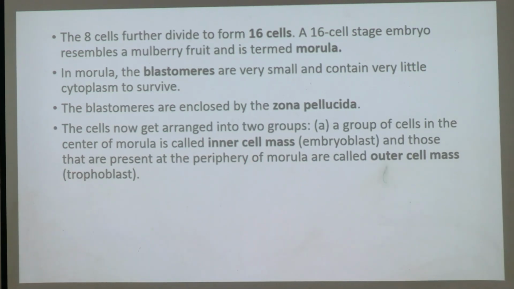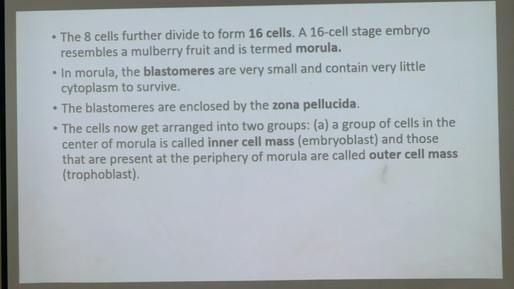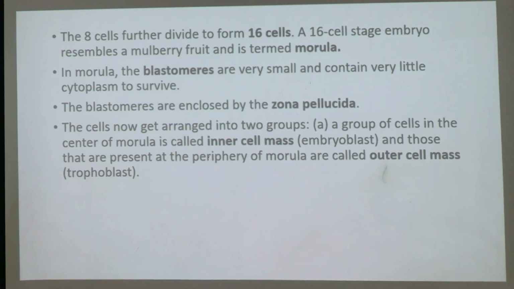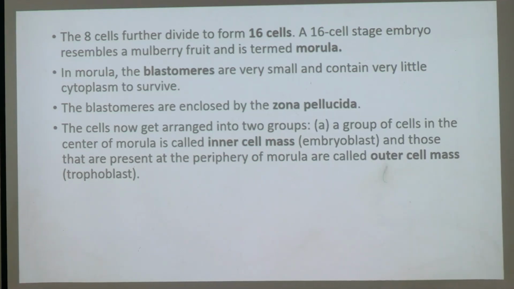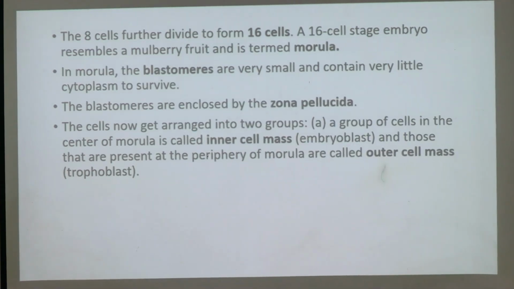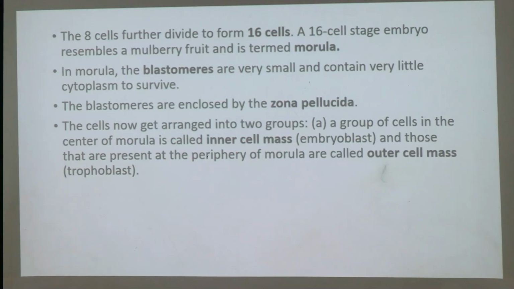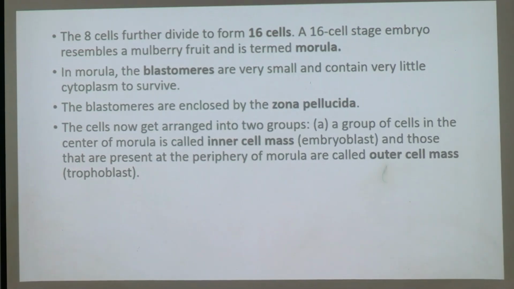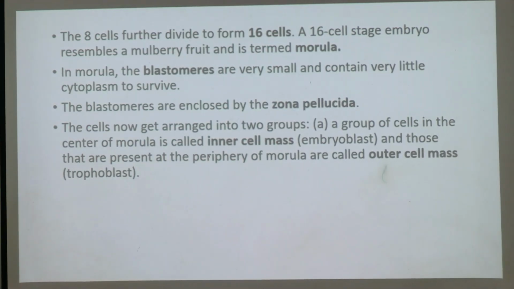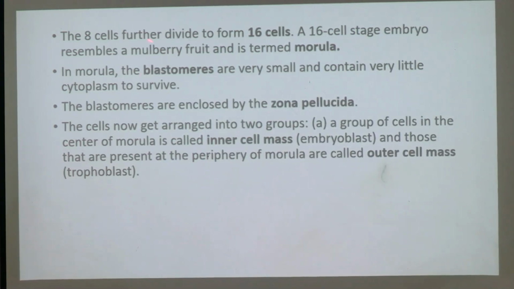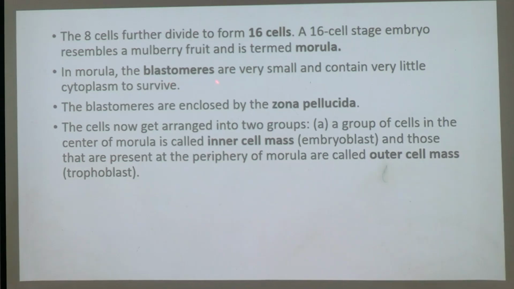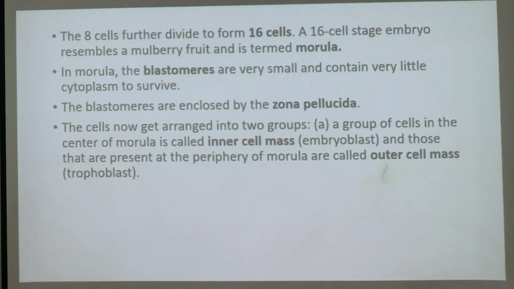Eight cells further divide to form 16 cells. The 16 cell stage embryo resembles a mulberry fruit and is termed Morula. In Morula, the blastomeres are very small and contain very little cytoplasm. So your morula consists of very small cells, called blastomeres, and they contain very little cytoplasm. The blastomeres are enclosed by the zona pellucida.